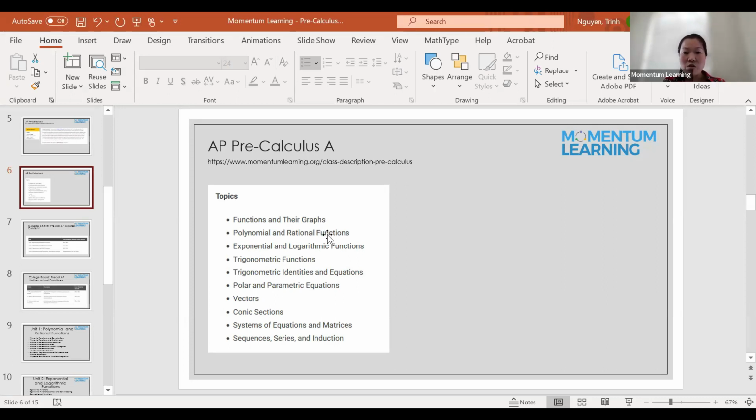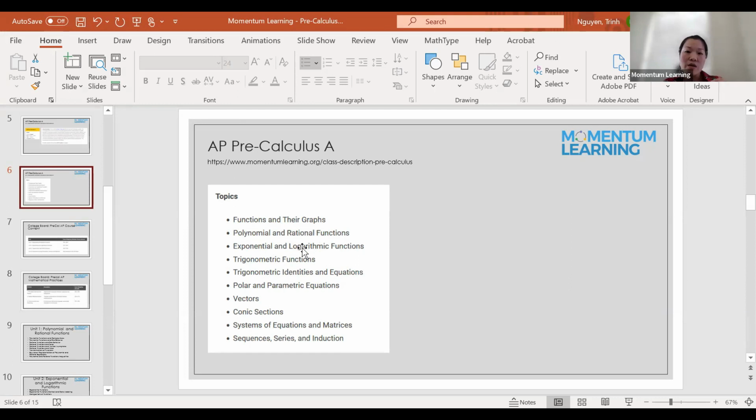Polynomial and rational functions, we're going to start with this, and then we're going to go to exponential and log, and then I would like to go to trig functions. If we have time, then I will try to squeeze in trig identity and equations. Those is a lot for 10 days, okay? The first 4 units, polynomial, rational, exponential, and log, it will be a little bit fast paced.